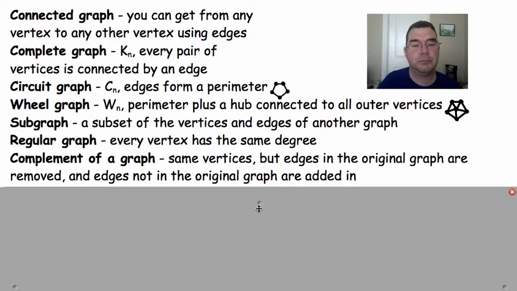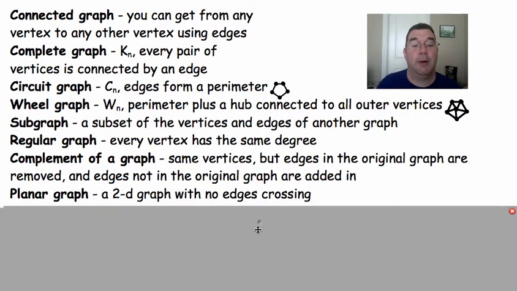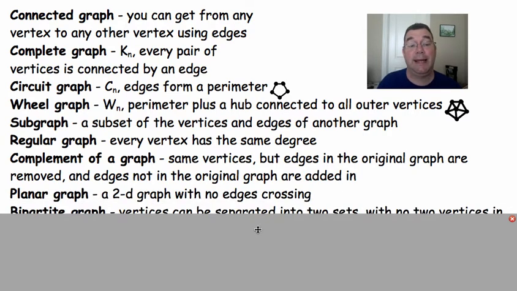So that is the complement. A planar graph, that relates to the word plane. Basically, if you can take a graph that is three-dimensional and you can draw it in such a way that it's two-dimensional and none of the edges cross, that's called a planar graph, and we get into more detail with that in a later section.